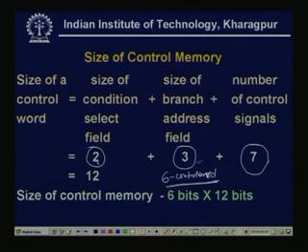The size of the control word is the sum of these 3 fields. So, 2 for the condition select, 3 for the branch address, and 7 for the number of control signals. So, it will be 12. So, the size of the control memory is 6 by 12 bits.